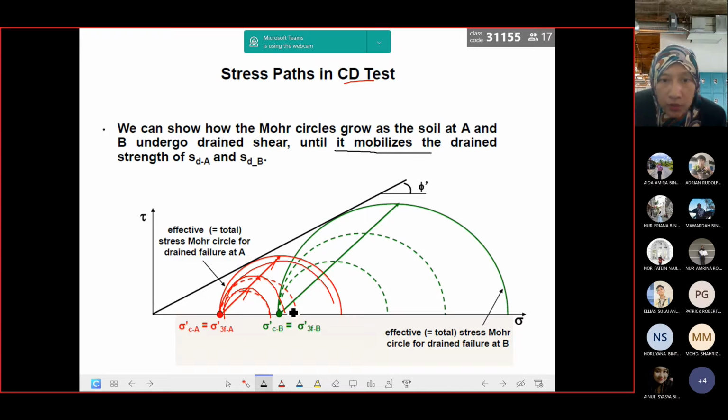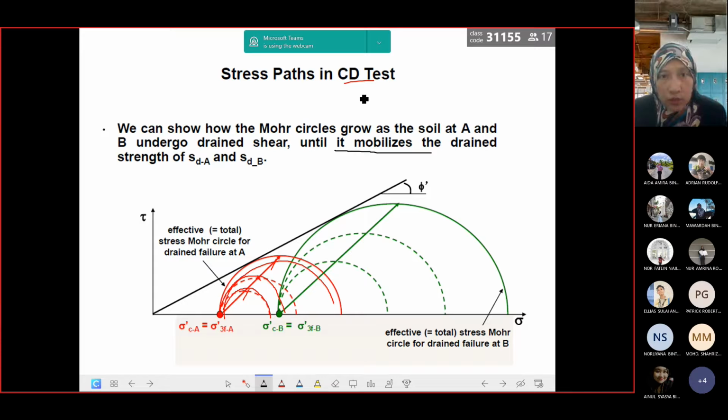So the difference part here menunjukkan pada anda kalau kita buat comparison, we place next to next between CD and CU, you can see that the effective stress path for CU dan juga total stress path for CU will give you different stress path direction. Satu forward, satu lagi backward, ataupun you akan nampaklah some sort of curve.